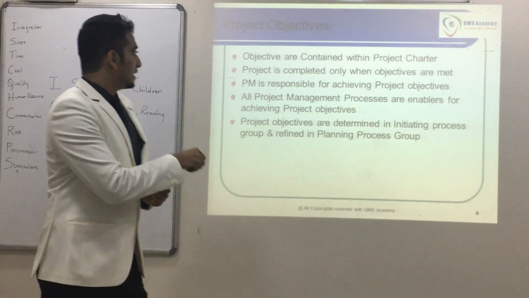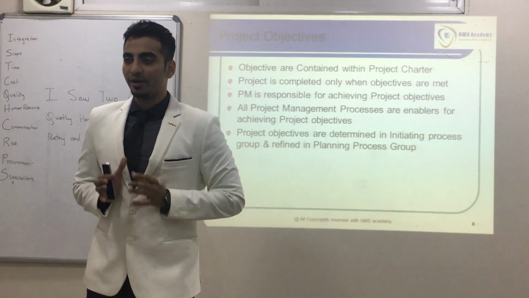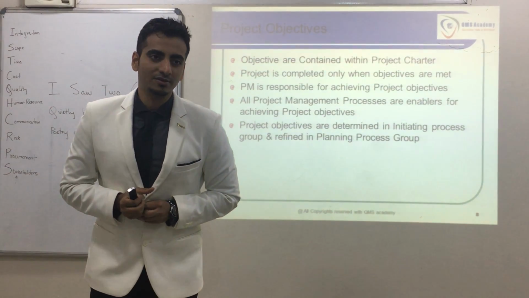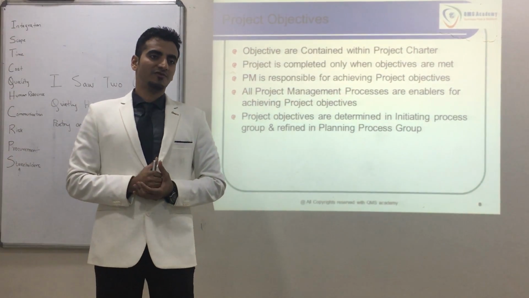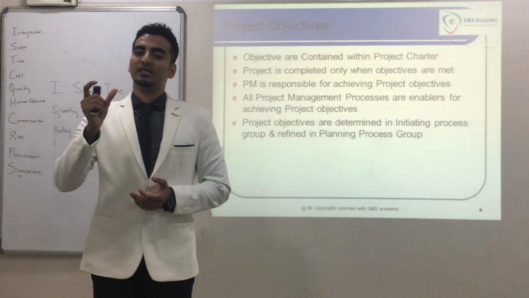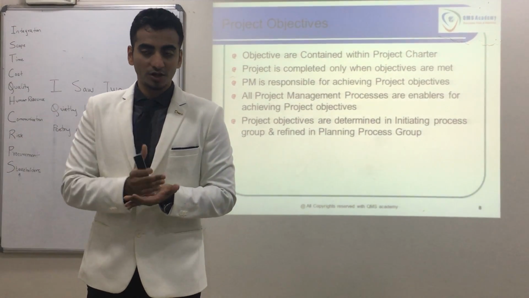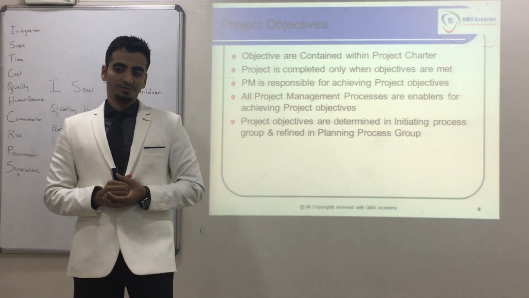Now, the project is completed only when all these objectives are met. So even if there is one objective which is missed out, what will happen? There will be an escalation. The client will not be happy, no customer satisfaction. The product is not complete, and that is when I will say the project has failed. And to make sure that the project has succeeded, I need to achieve all the objectives of my project.